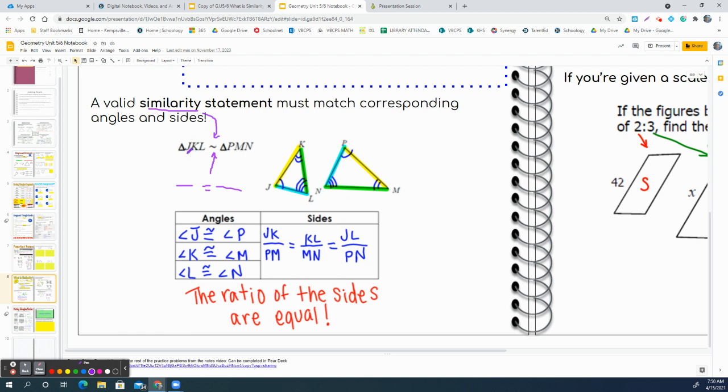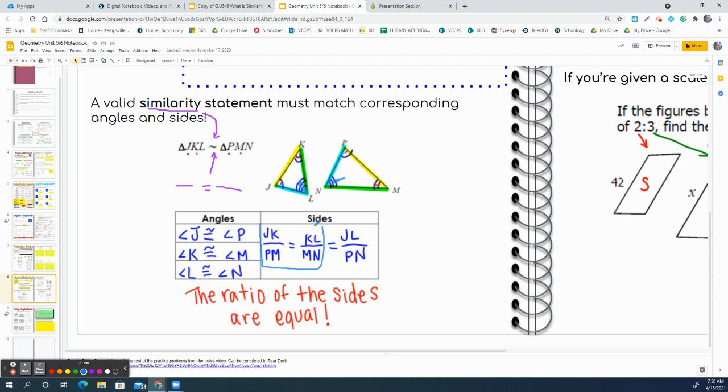That means all your angles are going to be the same. Angle J and angle P are going to be congruent. And angle K and angle M are going to be congruent. K and M, right? They're going to be exactly the same. And angle L and angle N are going to be exactly the same. However, these sides, the yellow side, the green side, and the blue side, they're going to be proportional. So you're going to have to make a fraction and set it equal to another fraction.